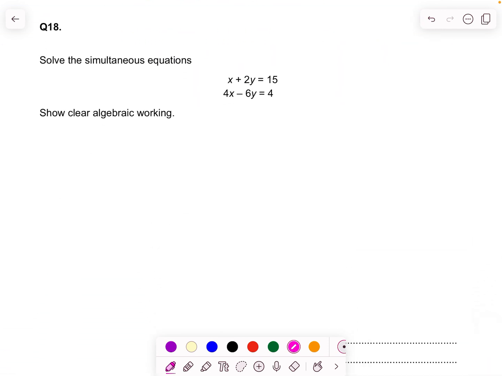Solve the simultaneous equations. Right, none of the coefficients match, and so if you want to make the x's match, you need to times this whole thing by 4. If you wanted to make the y coefficients match, then you should have timesed it all by 3, but I'm going to just make the x's match. So the top equation now becomes 4x plus 8y equals 60. The second equation stays the same.